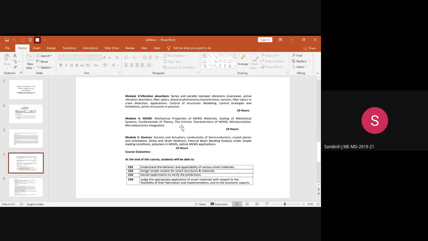Okay, ma'am, this is confirmed. So I'm writing here for you: MEMS device fabrication by using photolithography. Because there are other techniques also to make the device, what we have discussed in the class, in that you are focusing on photolithography. Yes, ma'am.